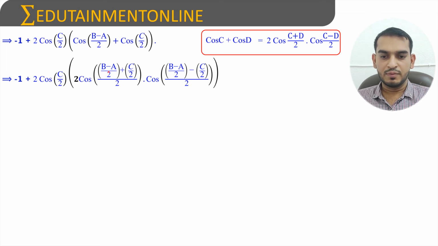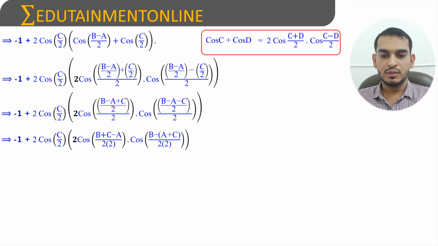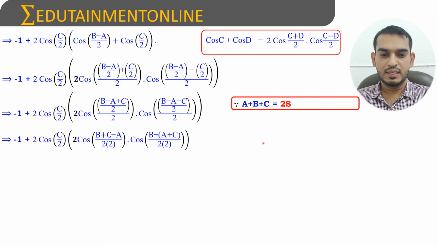Now since we have the same denominator, we can write it as (b minus a plus c) by 2 and (b minus a minus c) by 2. We can take this 2 in the denominator, so the denominator is 2 times 2. So (b plus c minus a), and here again (b minus a minus c). Take minus common, so we can write it as b minus of (a plus c).